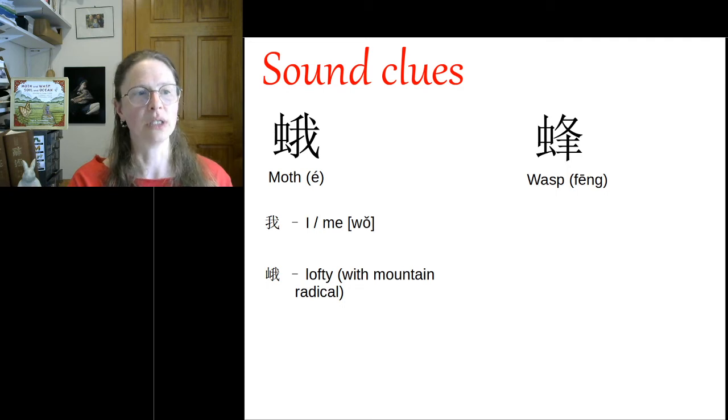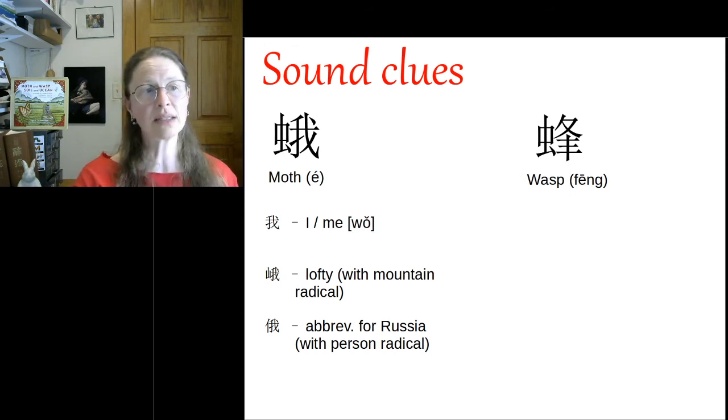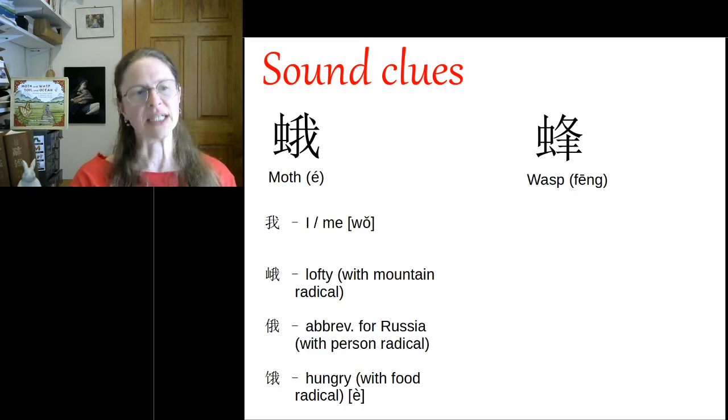Now, the character for lofty, that has a mountain radical, because mountains are lofty, is pronounced exactly the same as moth. That's the same for the abbreviation for Russia. It has the person radical instead of the bug or the mountain radical. And the word for hungry, which has the food or grain radical on the left, is pronounced just a little bit differently. But you can get a strong clue of that pronunciation because it has that right hand portion.